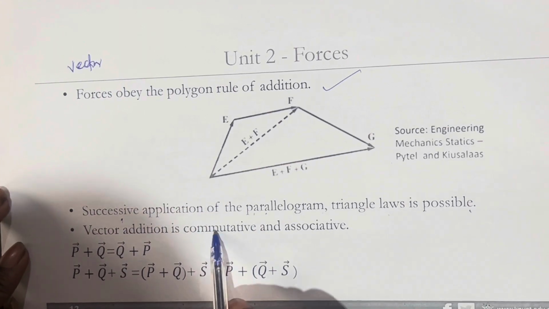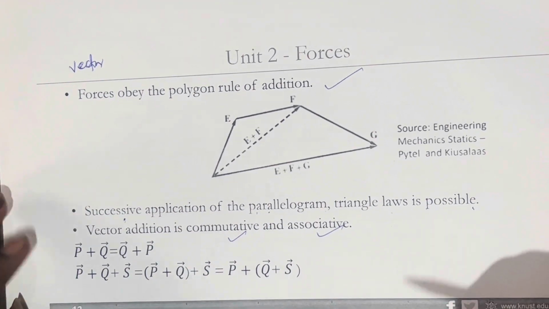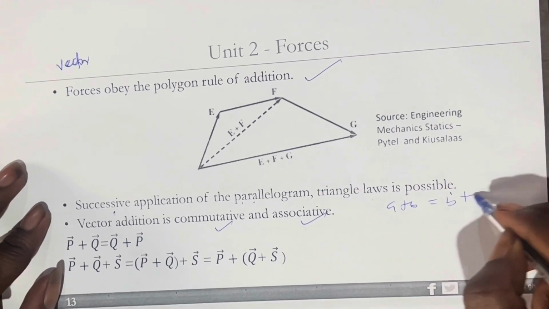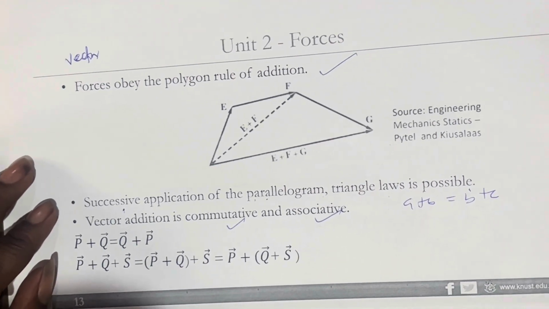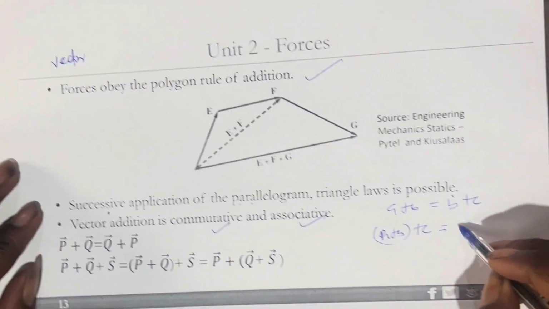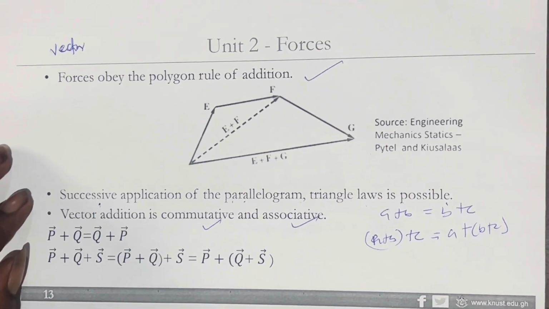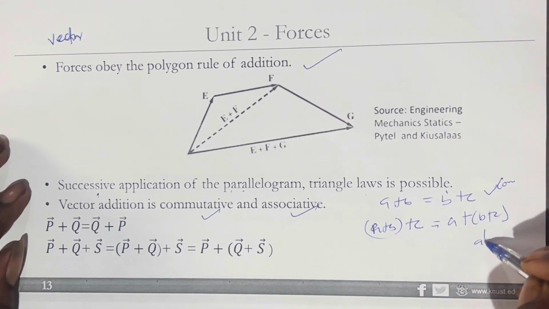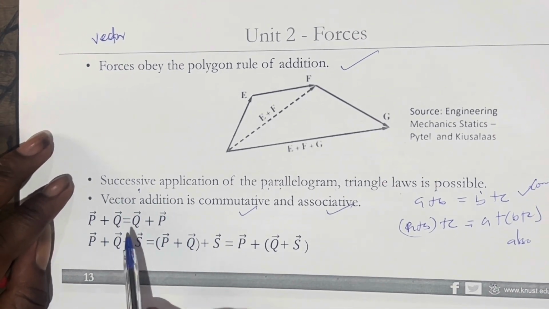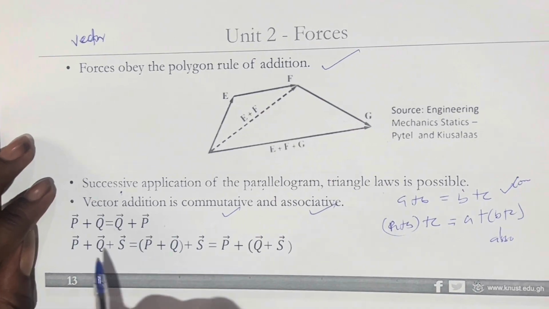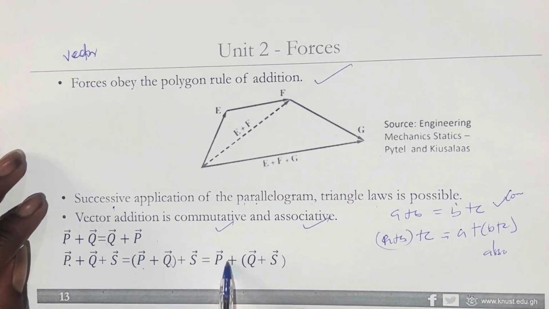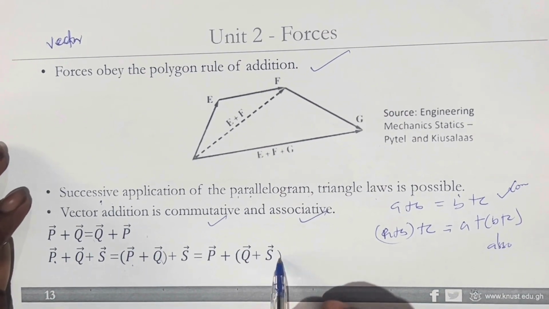Yeah. Now vector addition is commutative and associative. So we say it's commutative when, for instance, A plus B is equal to B plus A. And we say it is associative when A plus B plus C is equal to A plus in bracket B plus C. So this is the commutative property. This is the associative property. All right. So that's why you see here vector P plus vector Q should be equal to vector Q plus vector P. And vector P plus vector Q, all in bracket, plus vector S should be equal to vector P plus, all in bracket, vector Q plus vector S. All right.